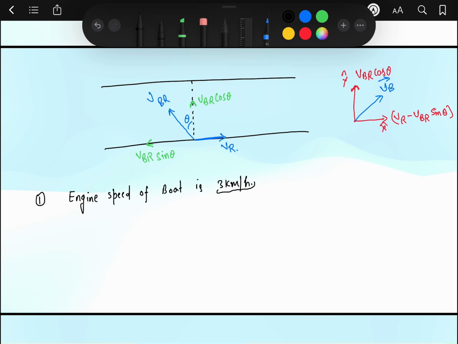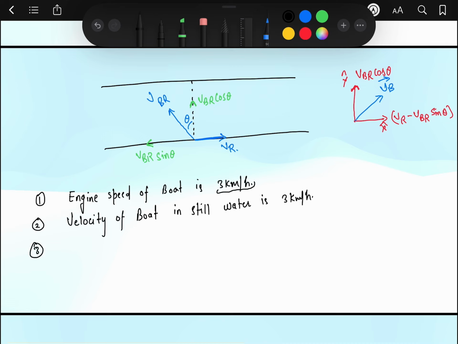Similarly, there is another statement that is usually asked in the questions: the velocity of the boat in still water is given. Let us suppose the velocity of boat in still water is again 3 kilometer per hour. Then how will we interpret this statement? Is it the velocity of boat with respect to river, or velocity of river itself?